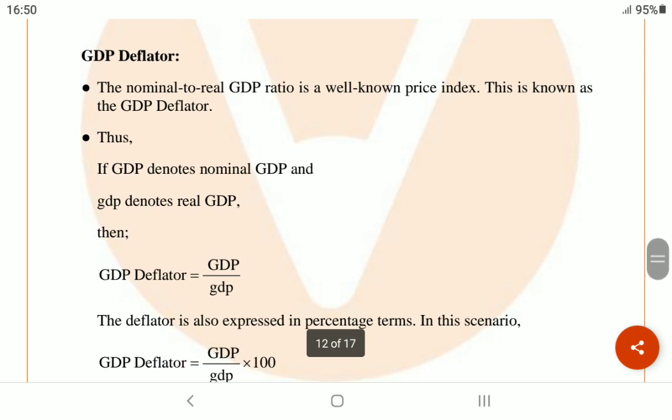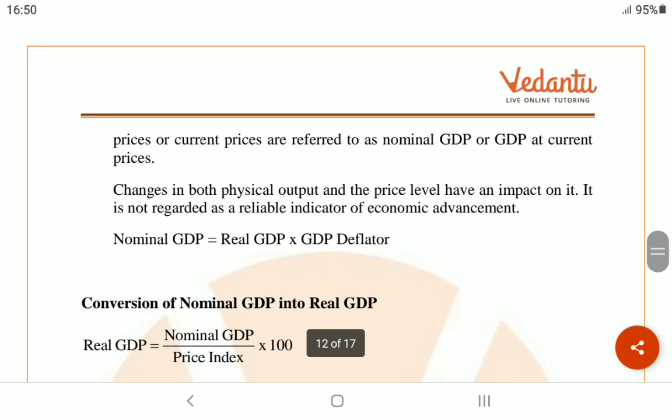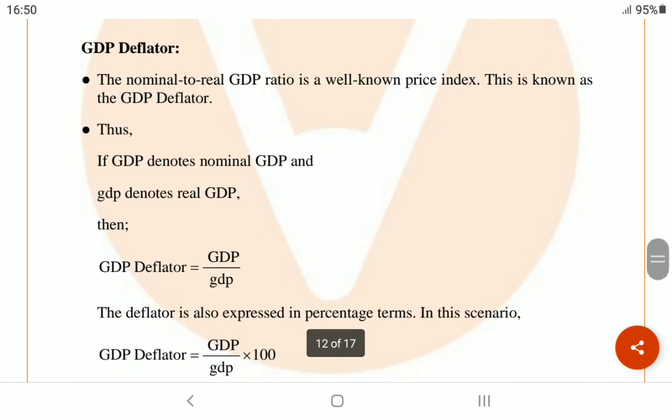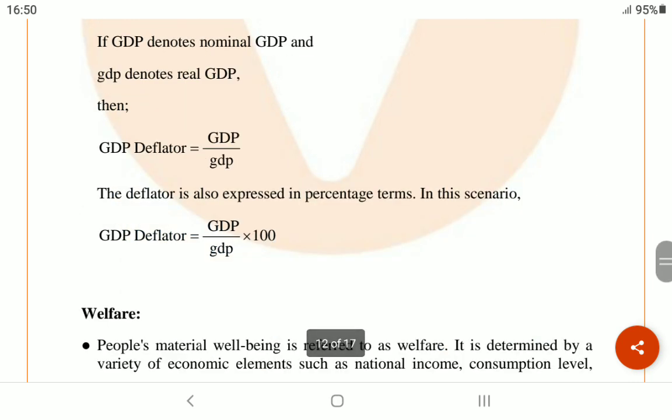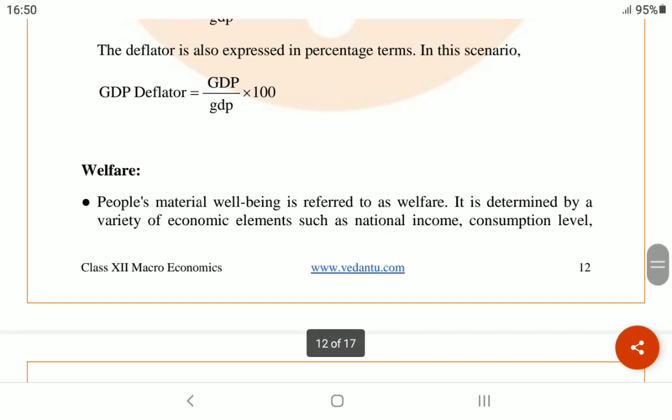Now the GDP deflator, here you can see the formula. The GDP deflator is the nominal to real GDP ratio, also well known as the price index. Thus GDP denotes nominal GDP and GDP denotes real GDP. To find the GDP deflator, it is equal to nominal GDP by real GDP into 100%.